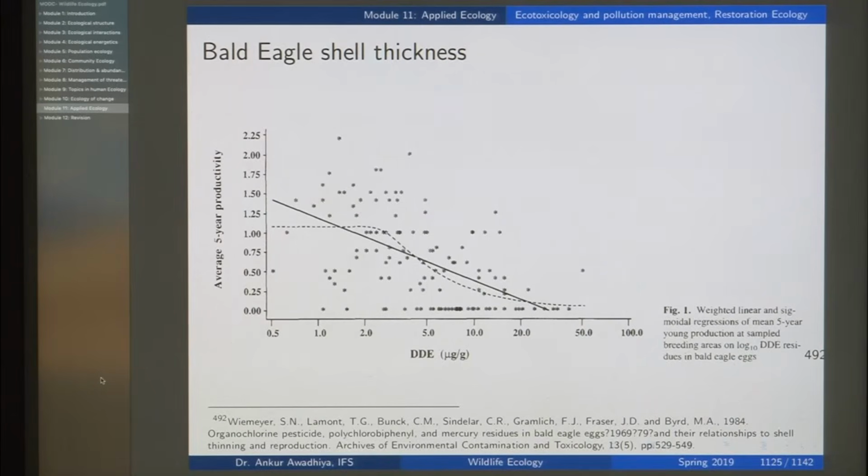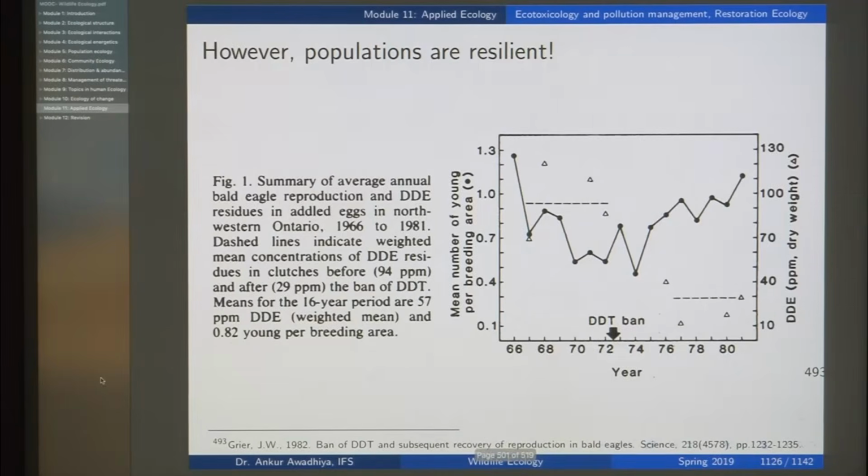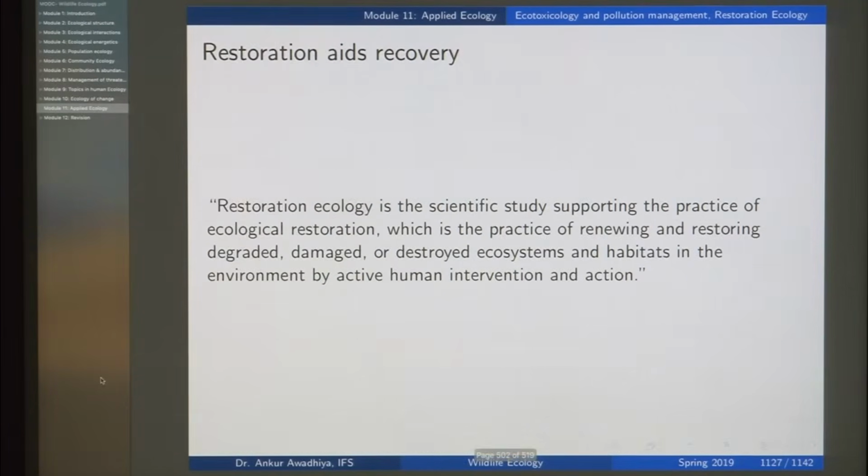Now, because of the presence of DDT, because of the spraying of DDT, it reached the top level in the food web, and so it reached the bald eagles, disrupted the calcium metabolism in their bodies, and led to the creation of shells that were extremely thin and broke before the chicks got a chance to come out. So, because of that, the productivity of the bald eagle declined considerably, but then once you brought in the DDT ban, it came back to normal levels because the population was resilient enough.